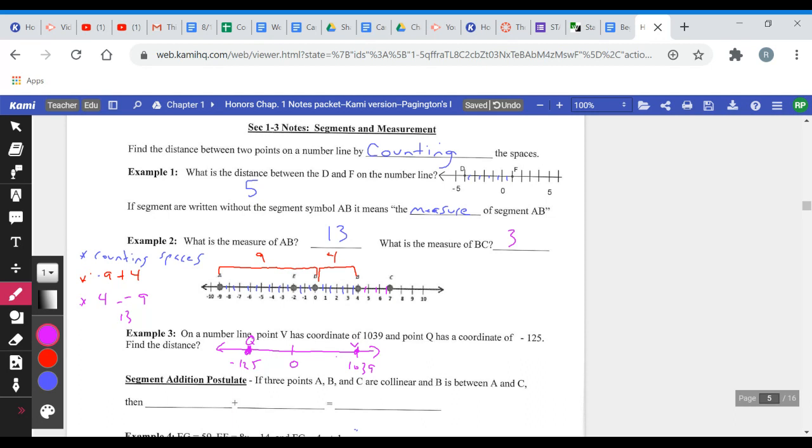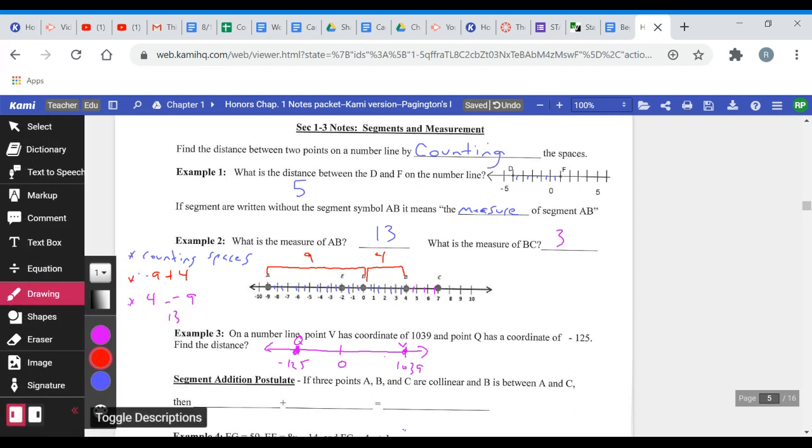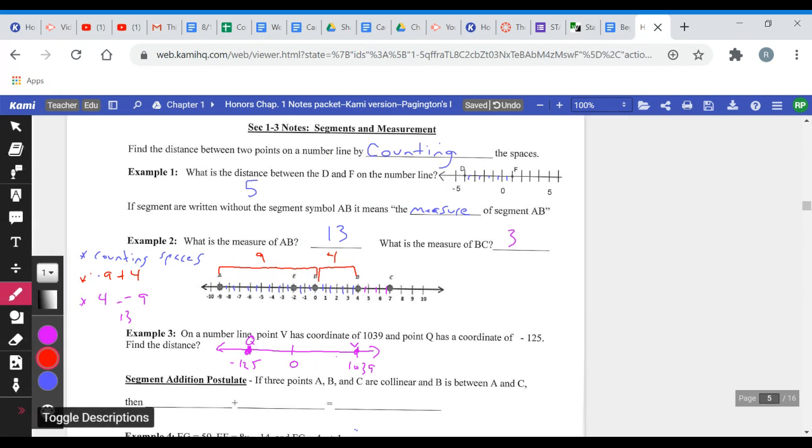Okay. And if I want to find the distance, if I think of it like we talked about a moment ago, I can say that I'm going to go from here. So I can say from here to here is 125. And I can say from here to here is 1039.